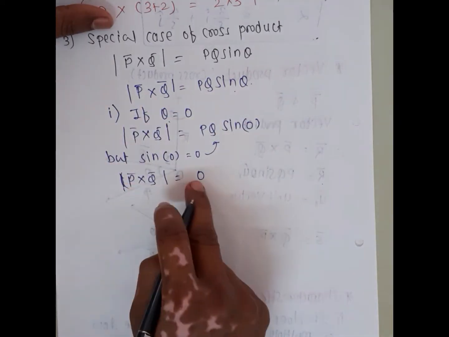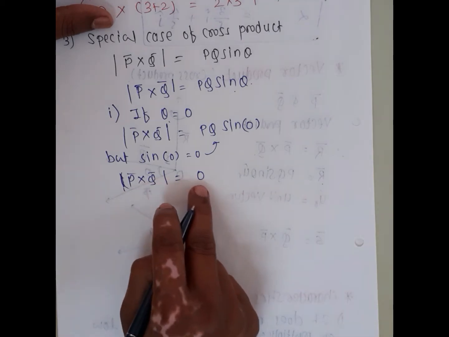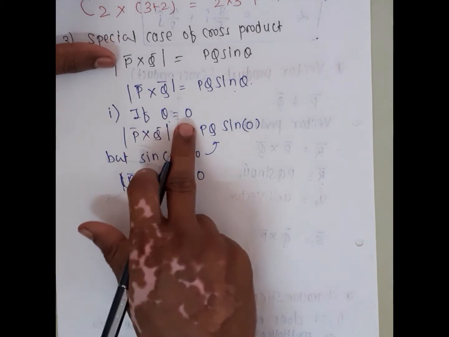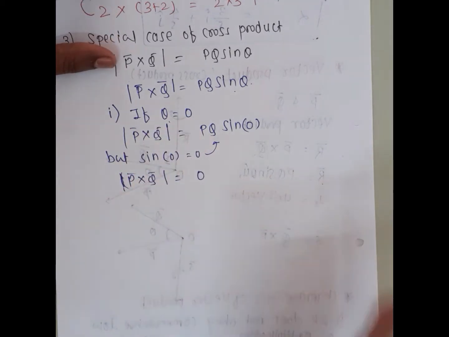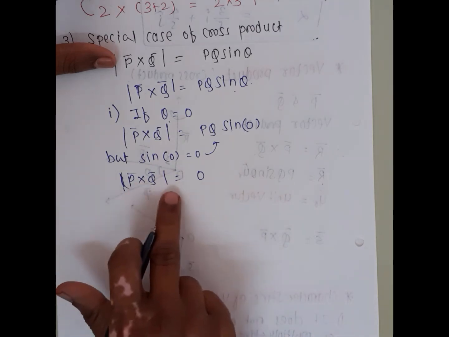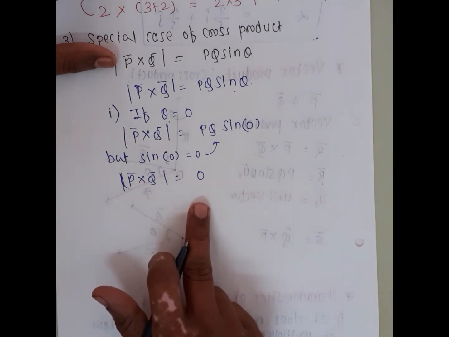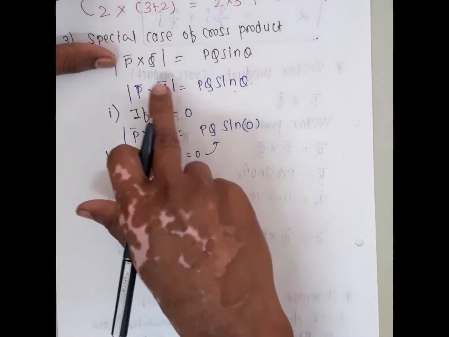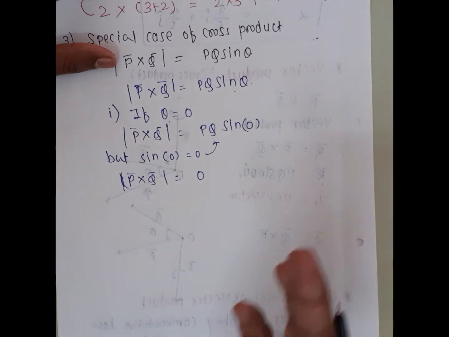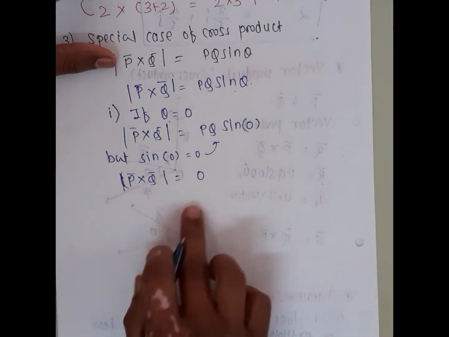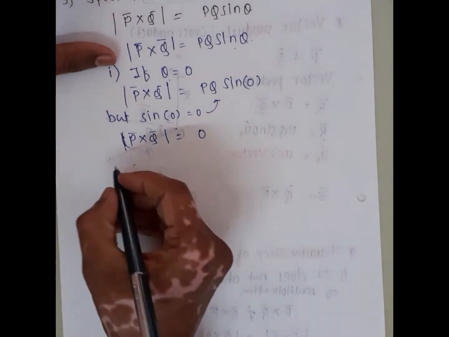At which time is this condition possible, p bar cross q bar is 0? If theta is 0, then p bar cross q bar is 0. It means if two non-zero vectors are parallel to each other, their vector product is the zero vector. So when these two vectors are parallel, p bar cross q bar is equal to 0.